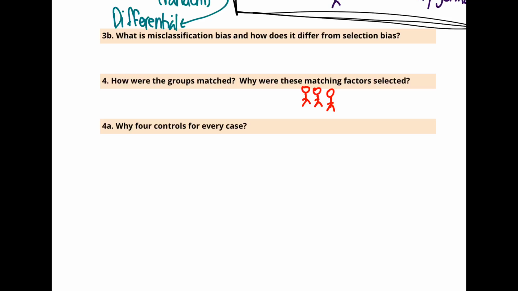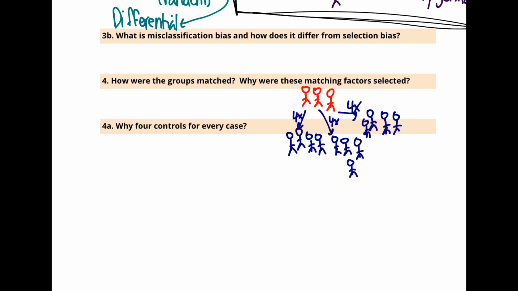Next question asks, how were the groups matched, and why were these matching factors selected? So remember, for every Alzheimer's patient that they found, they tried to find 4 other people that were of the same age, the same gender, and had the same duration of follow-up. And they matched on these because we know that age and gender are known risk factors for Alzheimer's disease, and duration of follow-up, because differences in the timeline of exposure for benzodiazepines might account for differences in total benzodiazepine exposure, meaning if we didn't follow some groups as far back, we might not have caught all the benzodiazepine use that they got. So we want to make sure that we follow them all the same way back.